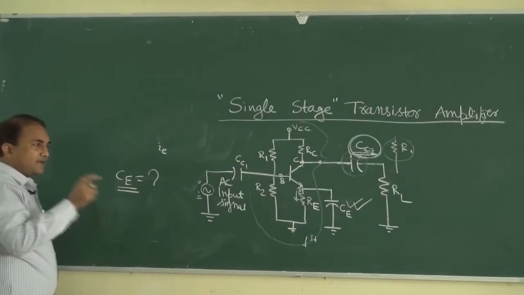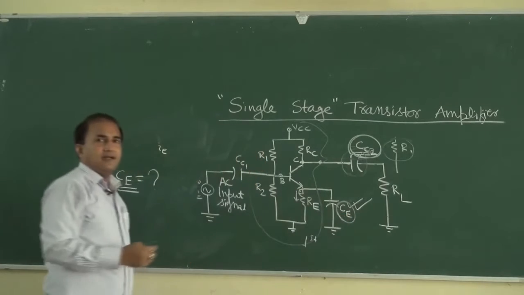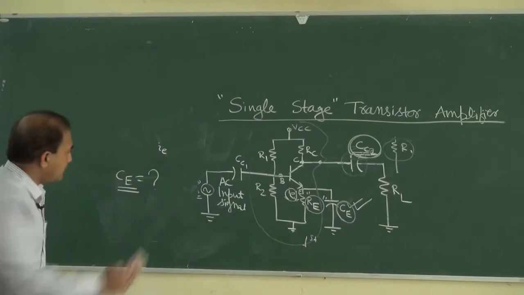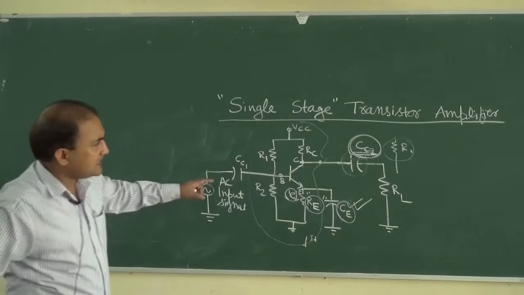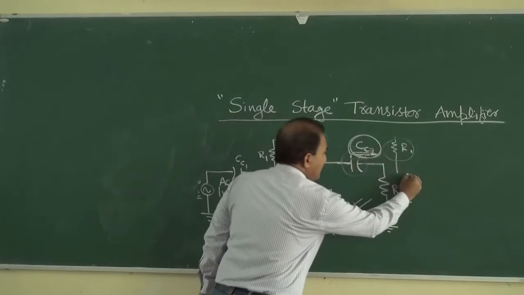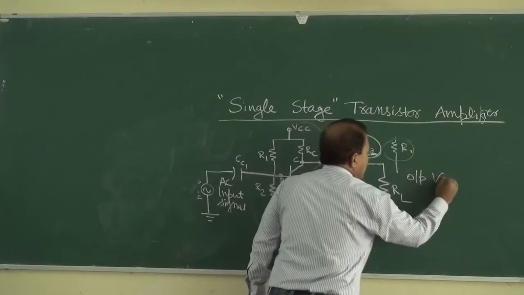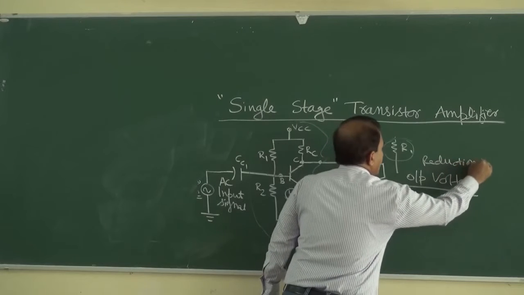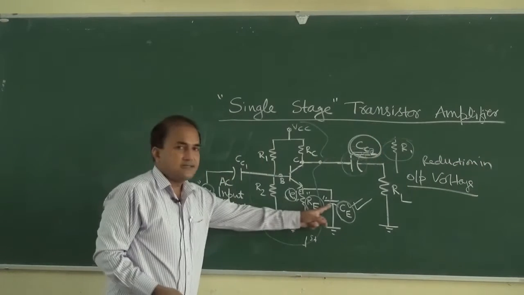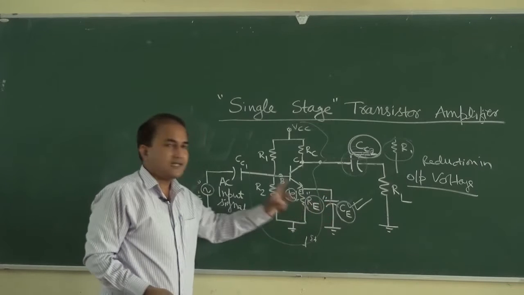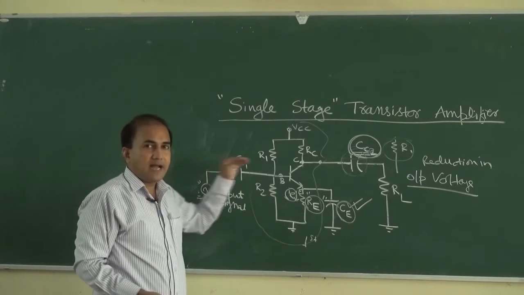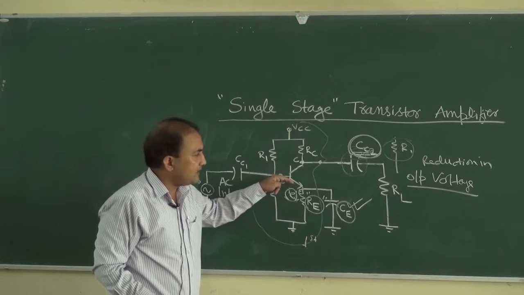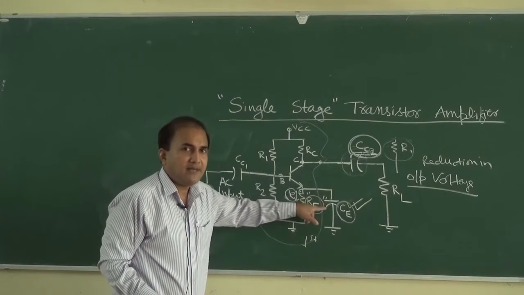Okay. So if the capacitor is not present, then what will happen? It will affect the overall voltage gain. So we will see a reduction in the output voltage if CE is not present. Okay, so this is the application of CE, to bypass any AC current that will flow across RE. So it is bypassed by using the emitter bypass capacitor.